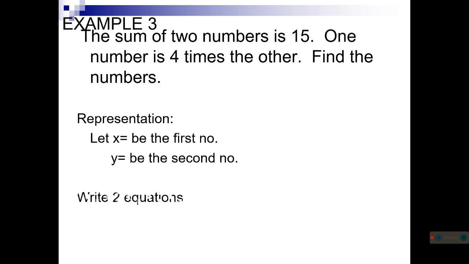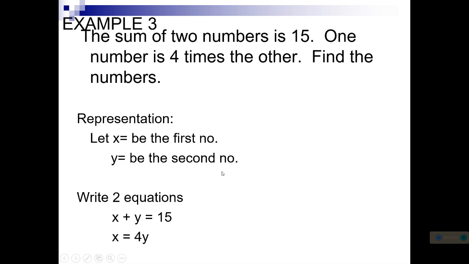How about our equations? Let's have the first equation. The sum of two numbers is 15. What is your equation there? Correct. We have x plus y equals 15. For the second equation, we have one number is 4 times the other. What do you think is our equation there? Correct. We have x equals 4y.